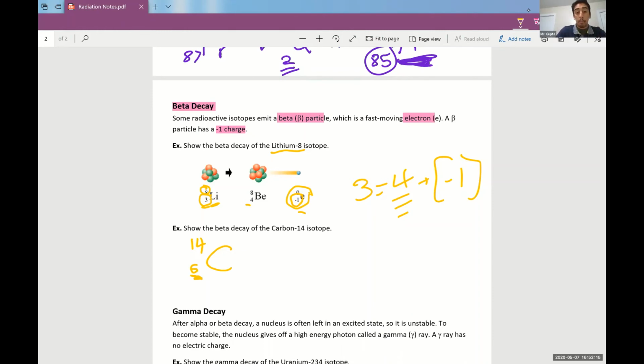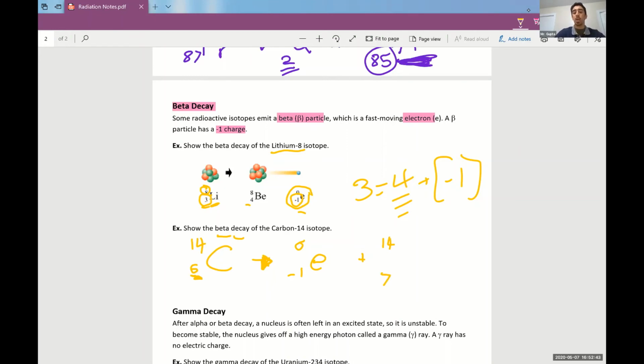It's undergoing beta decay. So we know for sure if it says beta decay, one of the products is going to be an electron. And the other product, you would do the same method as we did for alpha decay. You'd add the numbers. On the top, you would have 14 equals 0 plus 14. On the bottom, you'd have 6 equals -1 plus 7.